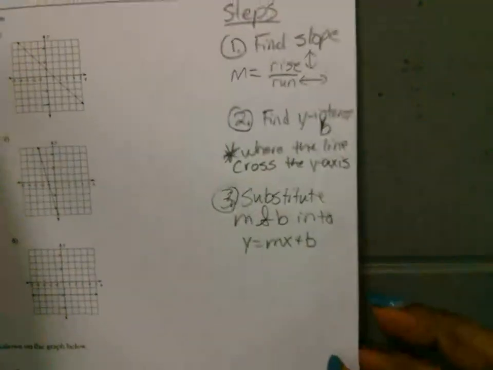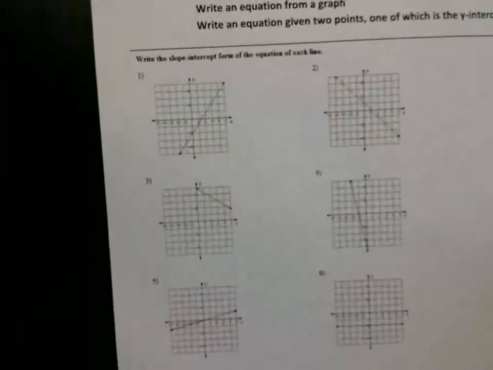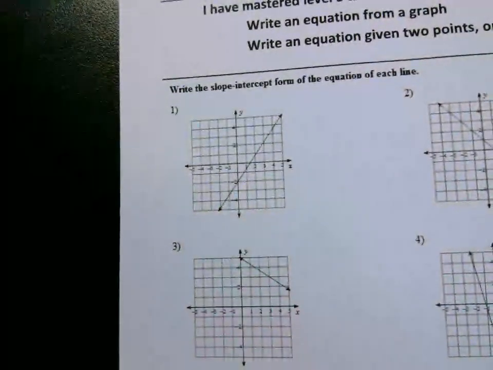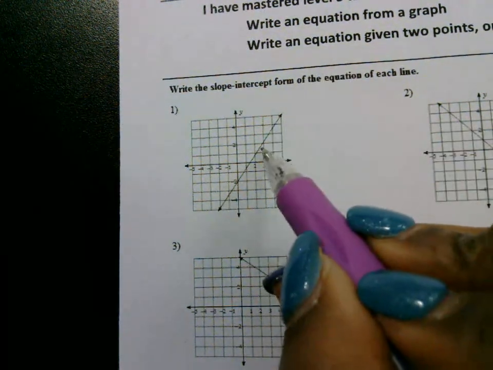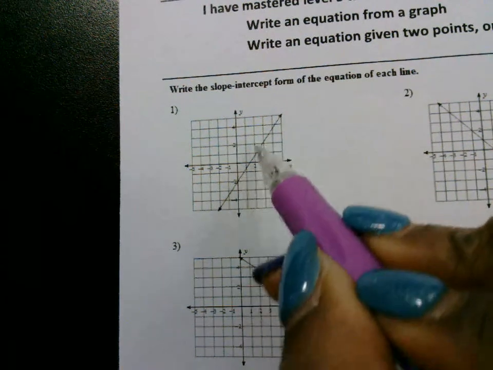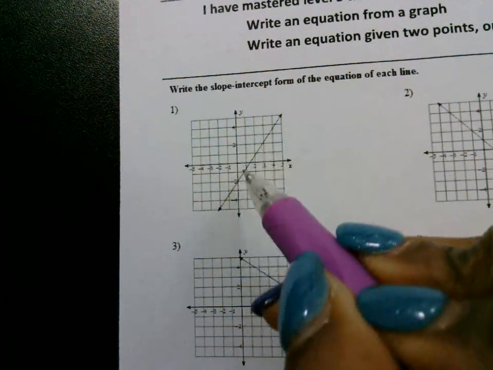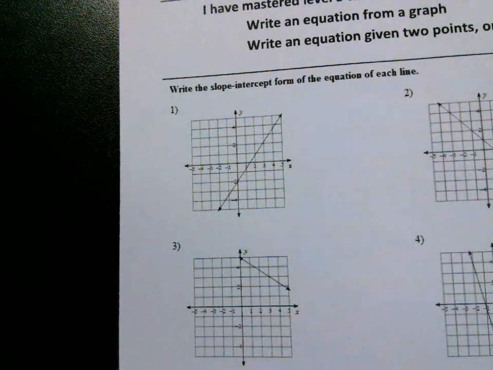Okay, let's do number one together. First thing is to find the slope. So we're going to count rise over run. We're going to pick 2 points on the line. Remember, the 2 points that we choose, you have to be able to read them. Please don't choose points in the middle that are not at an intersection. We can't read it. Make sure that you choose points you can read.